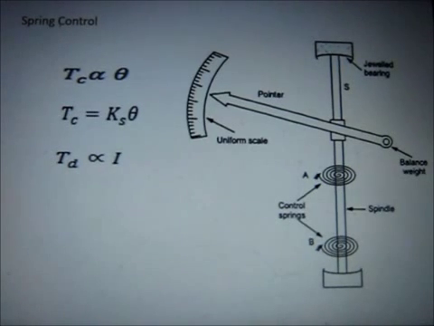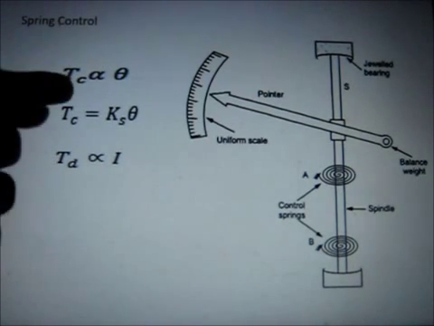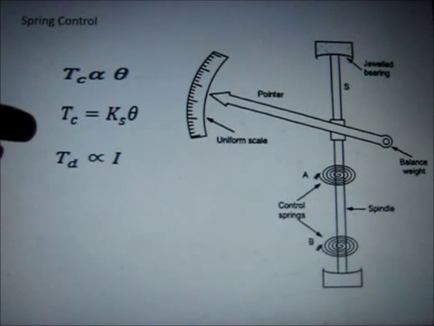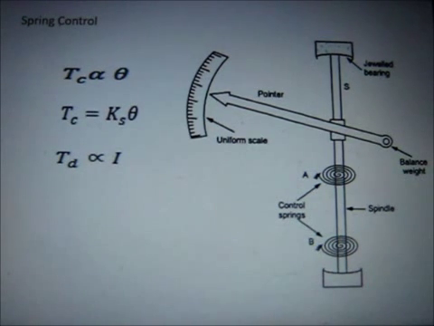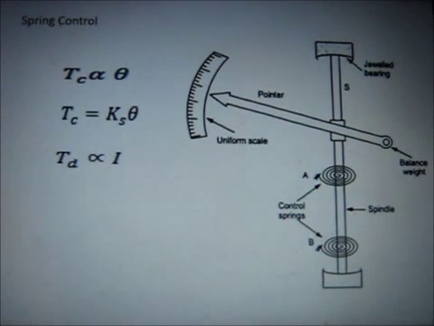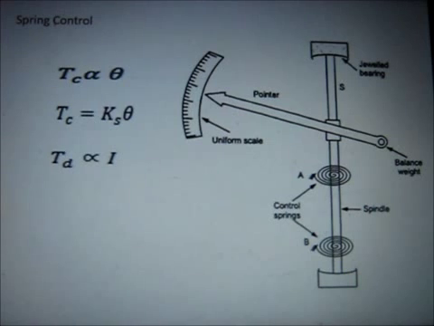In this case, the controlling torque Tc is directly proportional to theta, and this theta is directly proportional to the current flowing through the circuit. The magnitude of current flowing through it measures the angle of deflection, which is equal to the controlling torque, and this deflecting torque is directly proportional to I.